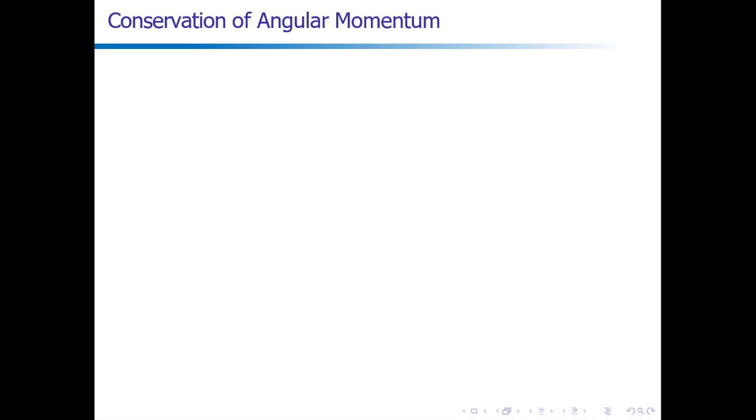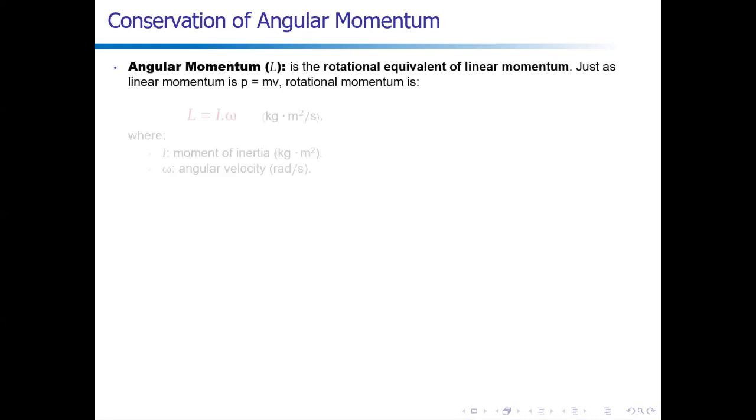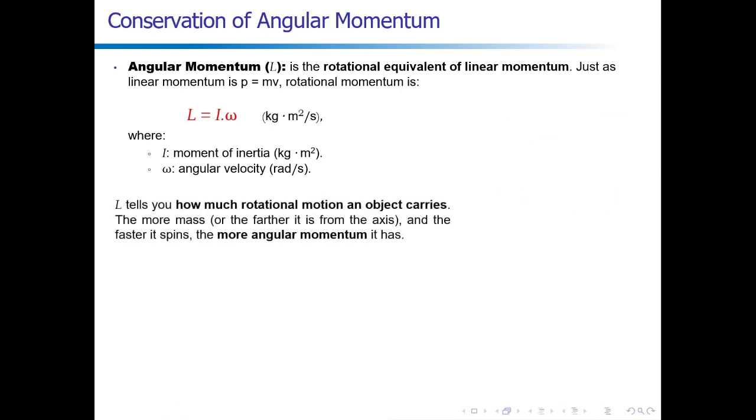Let's now explore angular momentum, which is the rotational counterpart of linear momentum. Angular momentum is represented as L and is defined as the moment of inertia multiplied by the angular velocity or spin rate. Just like linear momentum, which is mass times velocity, angular momentum is rotational inertia multiplied by rotational speed. So what does L, or angular momentum, actually tell us? Well, it tells us how much rotational motion an object carries. That is, an object that is heavier or its mass is farther from its axis of rotation, so larger inertia, and or the faster it spins, the more angular momentum it has.